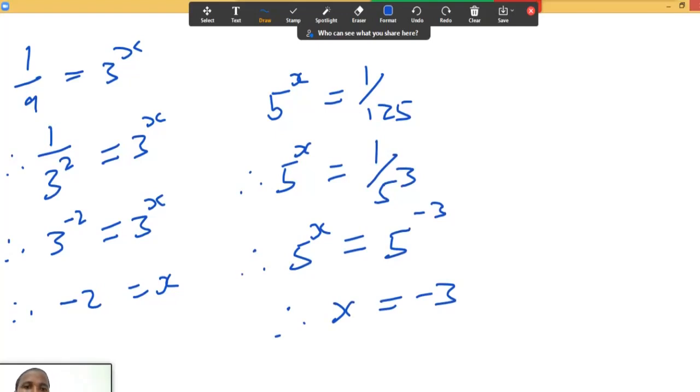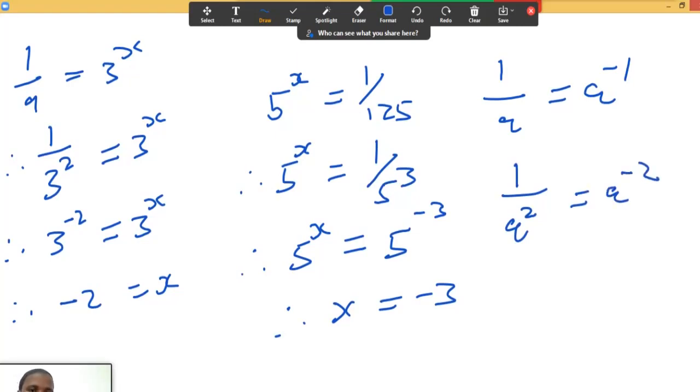So what we're learning here is that if we have 1 over a, this is the same as a to the power minus 1. If we have 1 over a squared, this is the same as a to the power minus 2. If we have 3 over x squared, this can still be the same as 3x to the power minus 2.